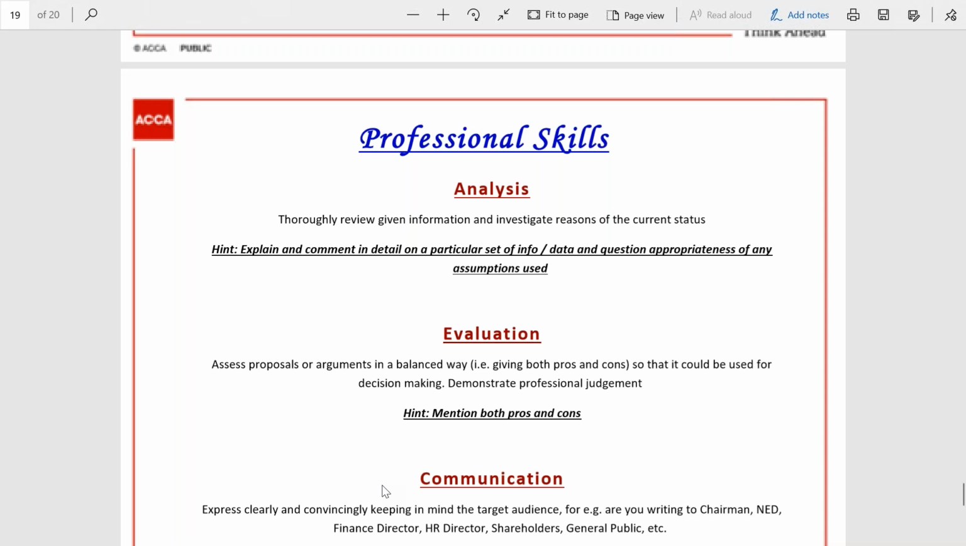Evaluation is very simple. Evaluation skill simply means that you talk about pros and cons both. A proposal will be given to you, and if you are asked to evaluate, then you talk about both positive points and negative points. So very, very simple: analysis and evaluation. Okay, so let me open up the question.